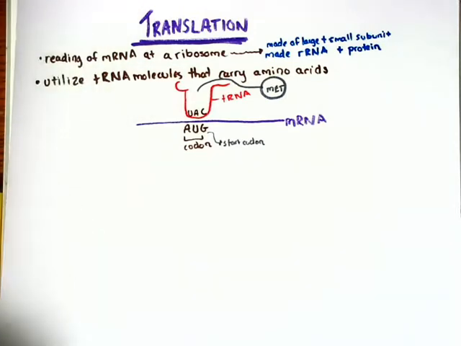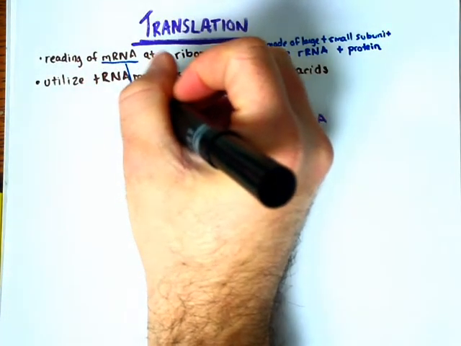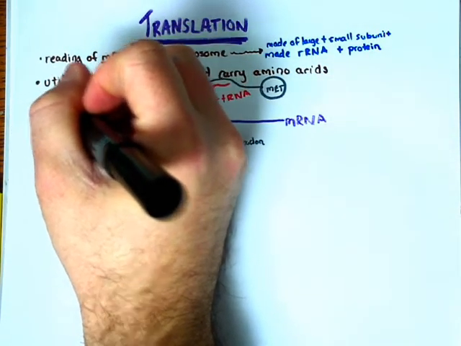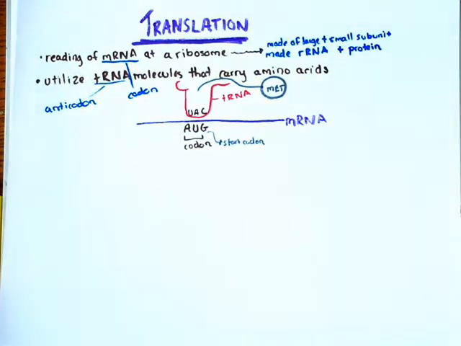So, to end that little section, want to remember that mRNA has codons on it. The tRNA has the anticodon. Good, good?